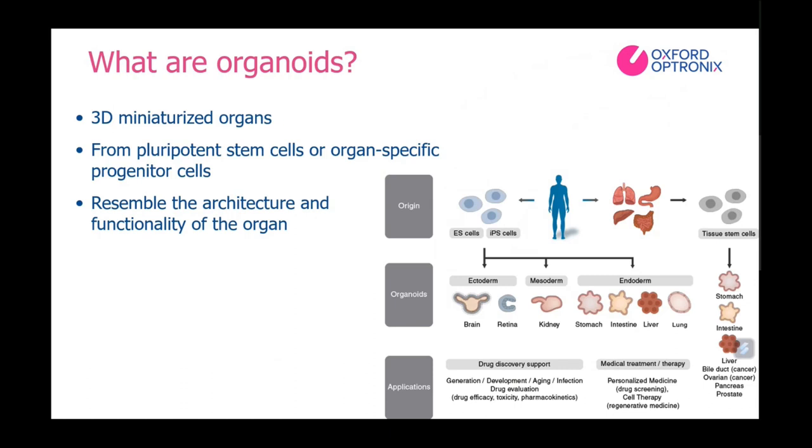Okay, so what are organoids exactly? Well, organoids are three-dimensional, miniaturized versions of organs that are generated in vitro from pluripotent stem cells or organ-specific progenitor cells. Through self-organization and differentiation, organoids are able to develop into complex tissue-like structures that resemble the architecture and functionality of the organ they are derived from. As they are designed to mimic the structure and function of real organs, this makes them a valuable tool for studying organ development, disease modeling, drug screening, and even for personalized medicine.